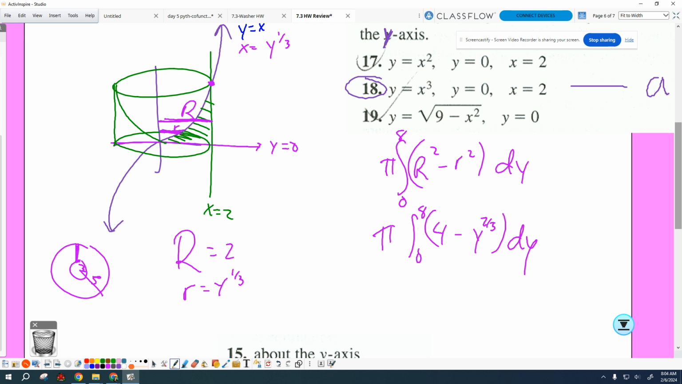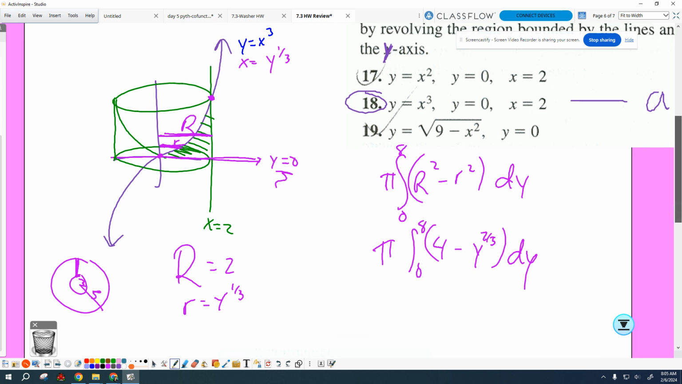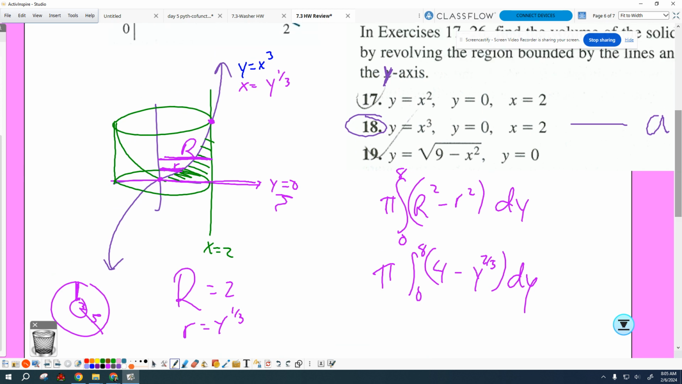Why did you integrate from 0 to 8? Okay, where are the y values? Right here is the bottom of the shape. The y value is 0. And here, where does x equals 2 and y equals x cubed intersect? Well, plug in 2 for x, 2 cubed. The y value is going to be 8 there. It does not on the scale. Very poorly drawn.